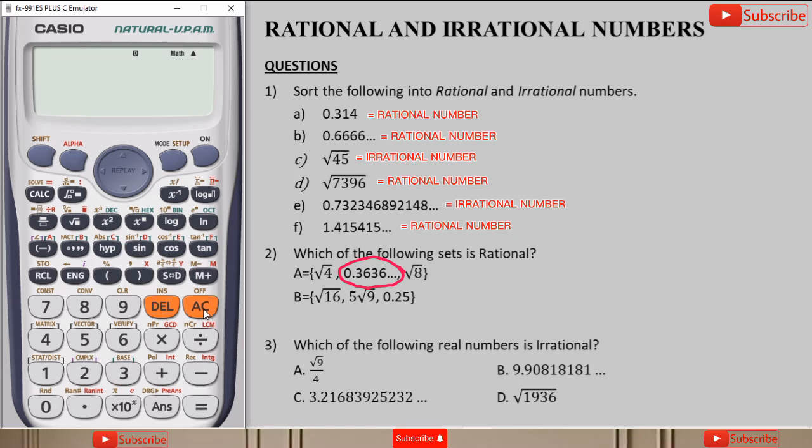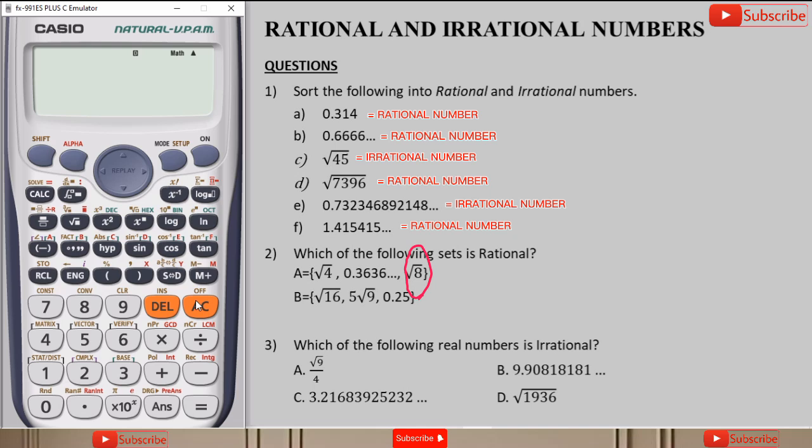Now, let us move on to the third element. For the third element, we have square root of 8. So I input square root of 8 into the calculator. And afterwards, I tap on equal to. So square root of 8 is the same as 2 square root of 2. And because the calculator did not display the result as a fraction, we conclude that square root of 8 is an irrational number. So we have tested for all the elements of set A.